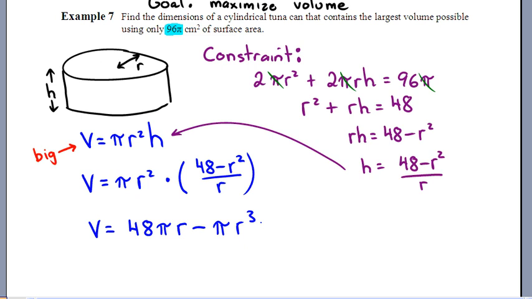Okay, we're getting close, right? We're about to do our calculus. We've got our volume formula. We're going to try to make that V really big. That's our goal. We have gone to the trouble of getting this all down to one variable on the right-hand side, just r. It's now time to talk intervals.